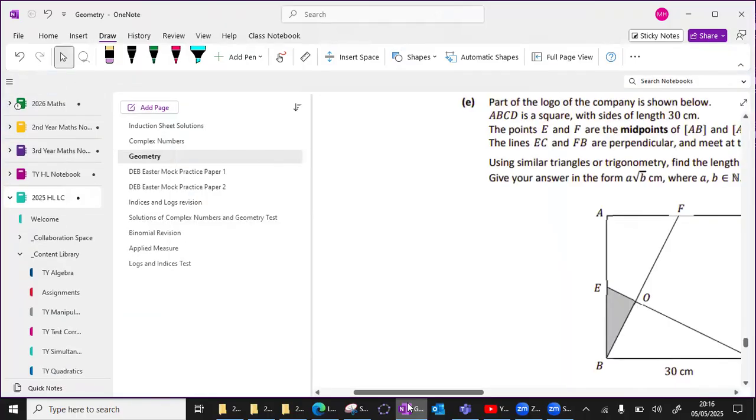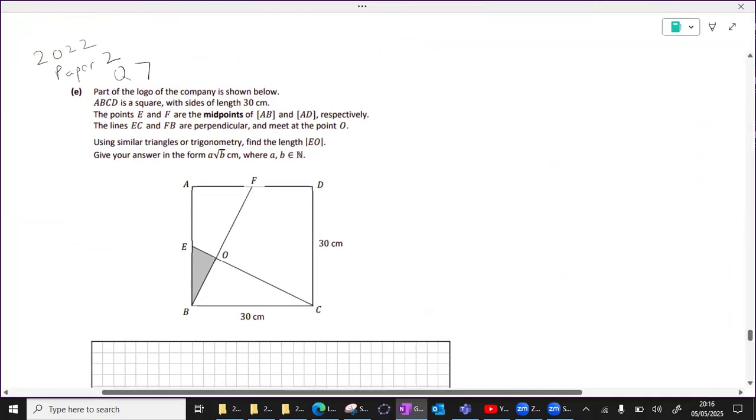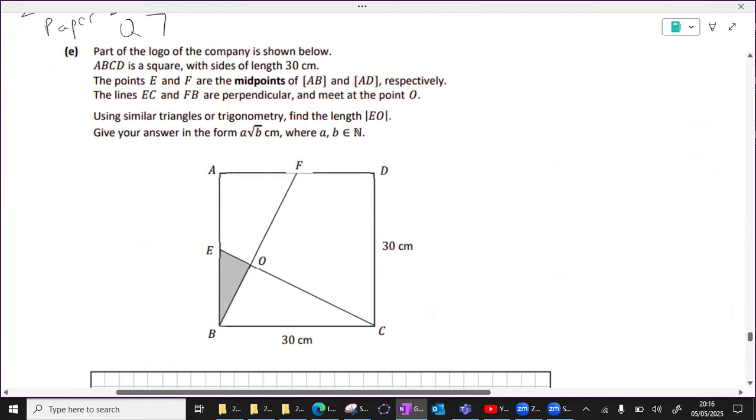Okay, so this is 2022, paper 2, question 7. So this is page 353 in your exam papers. Part of the logo of a company is shown below.